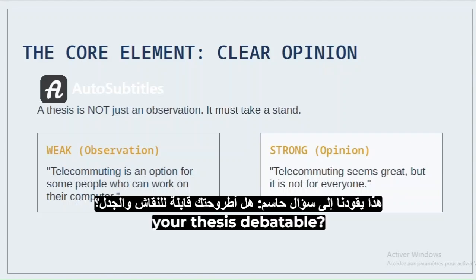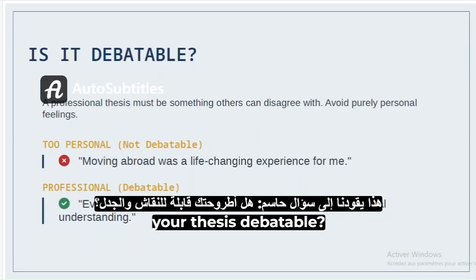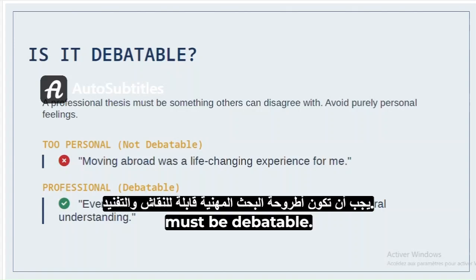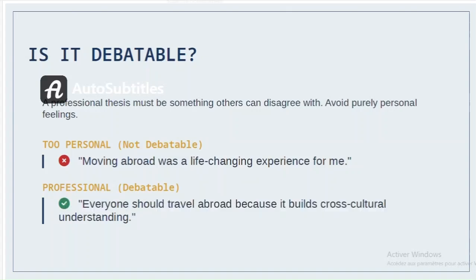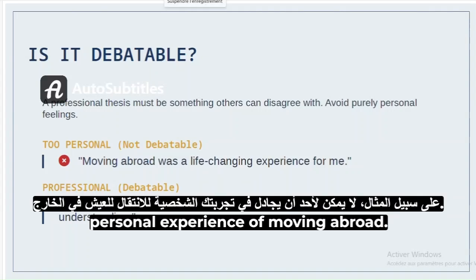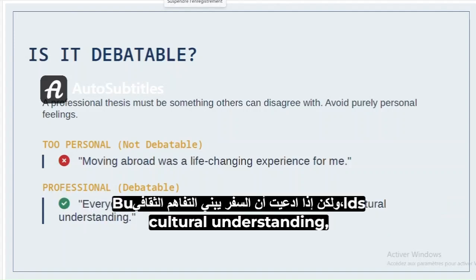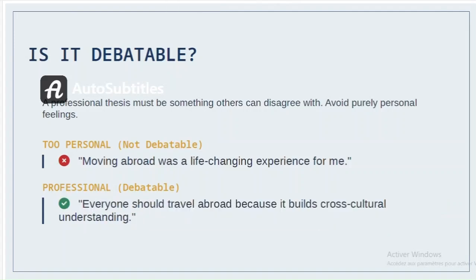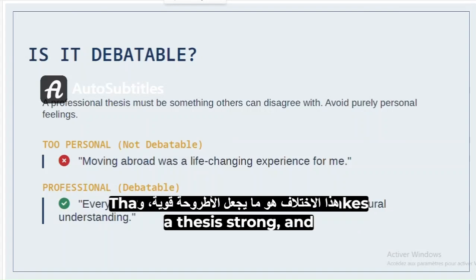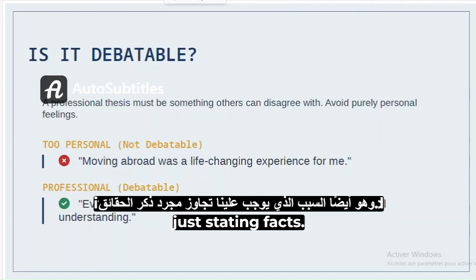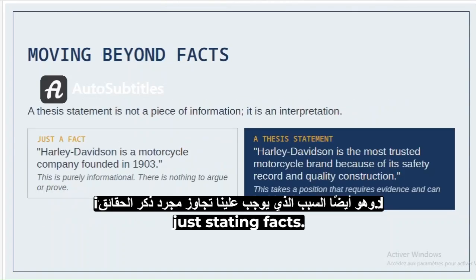This brings us to a crucial question. Is your thesis debatable? A professional thesis statement must be debatable. If no one can possibly disagree with you, you don't have an argument. For instance, no one can argue with your personal experience of moving abroad. But if you claim that travel builds cultural understanding, someone else could argue that it actually increases stereotypes. That disagreement is what makes a thesis strong. And it's also why we need to move beyond just stating facts.